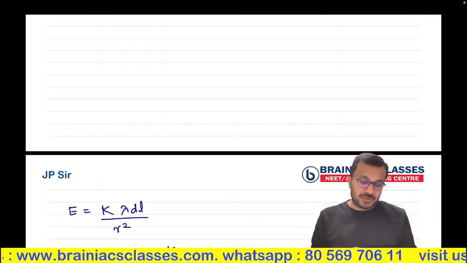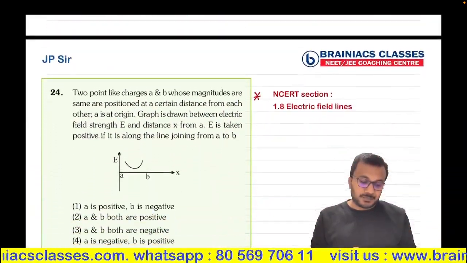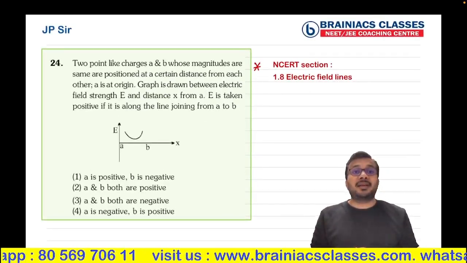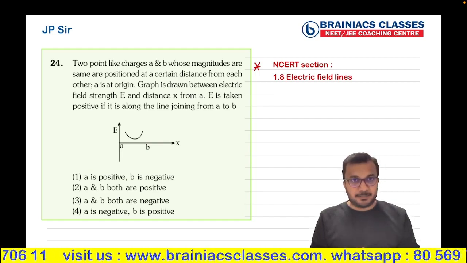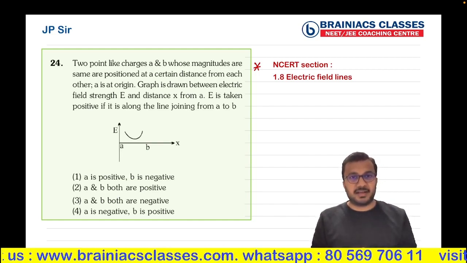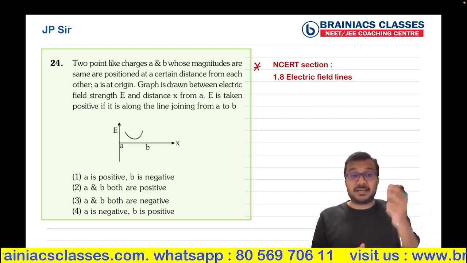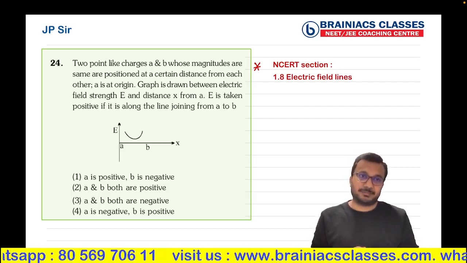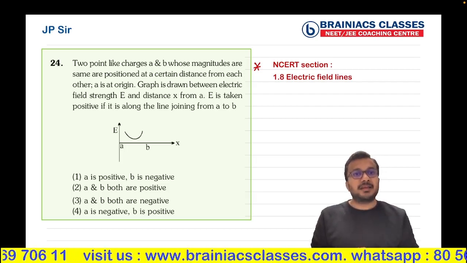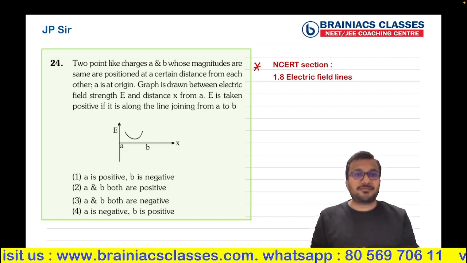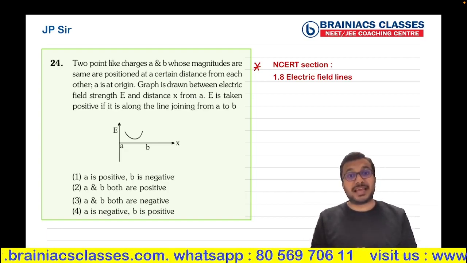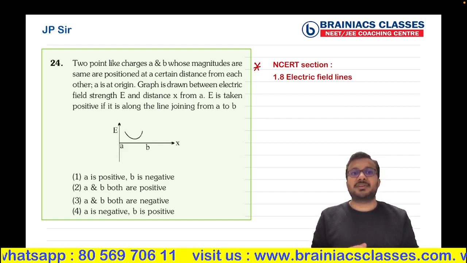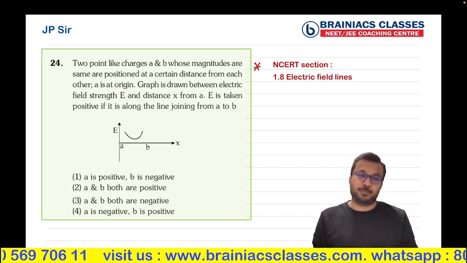So let's move to question number 24. Question number 24, here it is. Two point-like charges A and B, whose magnitudes are the same, are positioned at a certain distance from each other. A is the origin. A graph is drawn between electric field E and distance x from A. Electric field is taken positive if it is along the line joining from A to B.